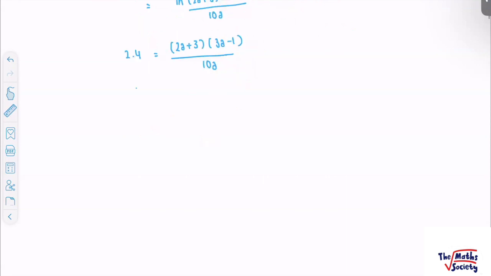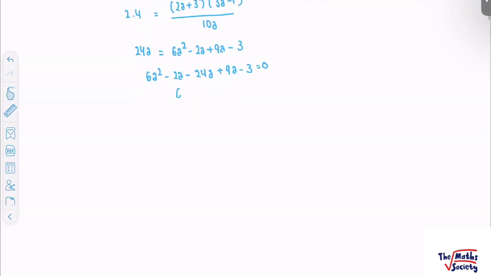So that's going to be 24a, which is 2.4 times 10a. Let's multiply them. That's going to be 6a squared minus 2a plus 9a minus 3. We can minus it this way: 6a squared minus 2a minus 24a plus 9a minus 3 equals 0. So then you have 6a squared minus 17a minus 3 equals 0.